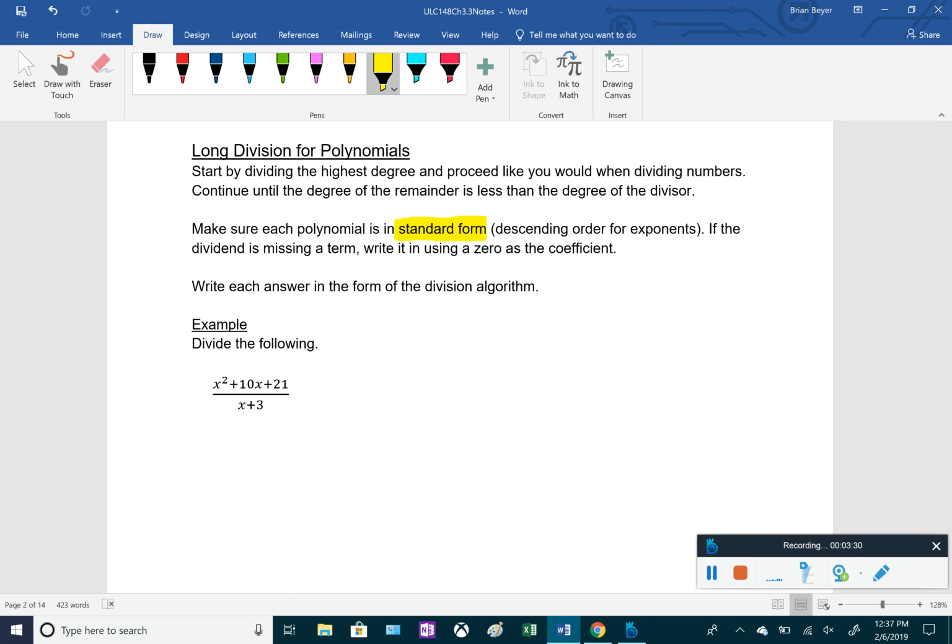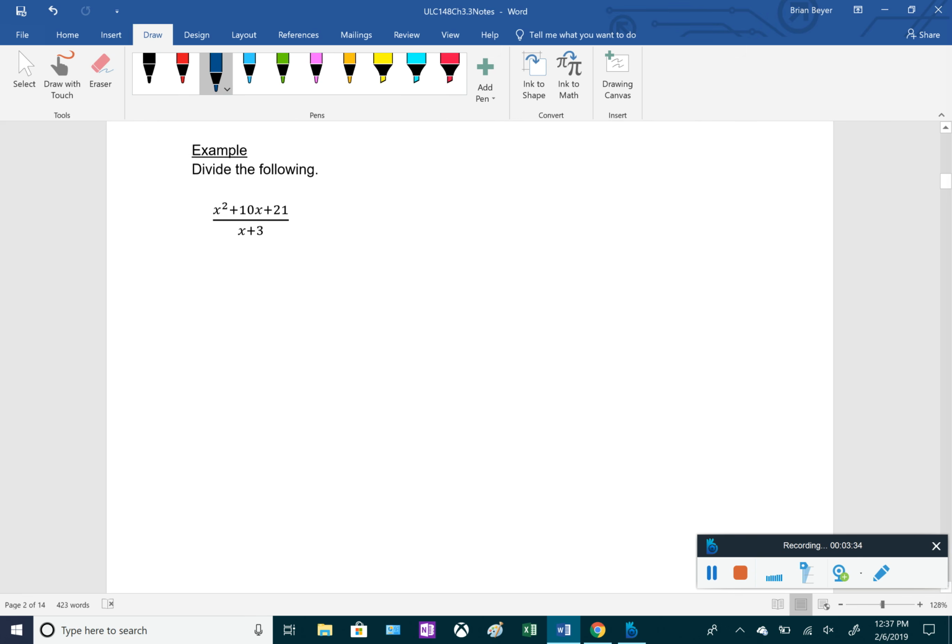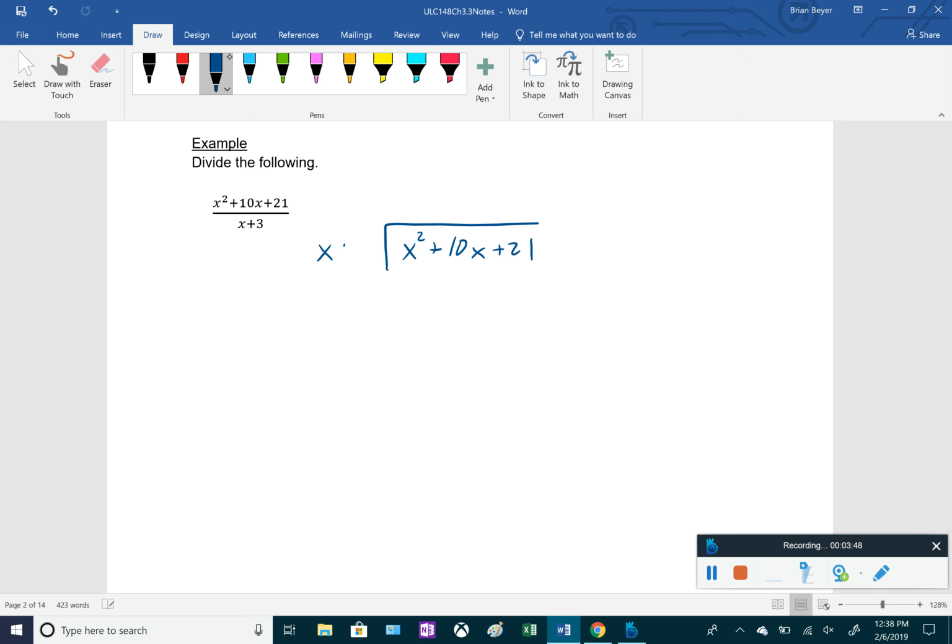We're going to be writing each answer in the form of the division algorithm. So let's do this example. Let's divide x squared plus 10x plus 21 by x plus 3. I'm going to set this up like this for long division. What we do is we look at the highest degrees. The highest degree of the dividend is x squared. The highest degree of the divisor is x.